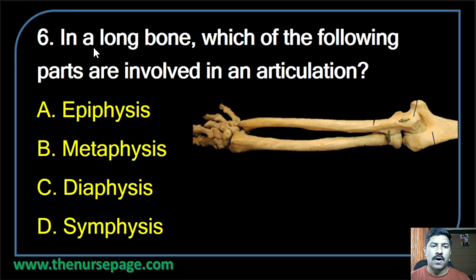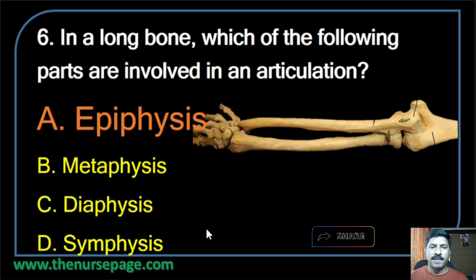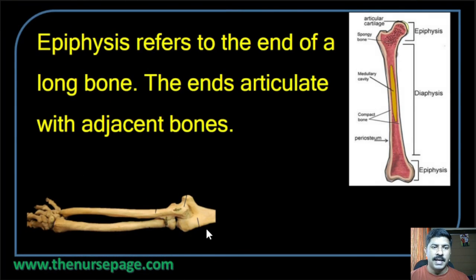Sixth question, in a long bone, which of the following parts are involved in an articulation? Epiphysis, metaphysis, diaphysis, or symphysis. In a long bone, the epiphysis is involved in articulation. I will explain. Epiphysis refers to the end of a long bone. The ends articulate with adjacent bones.